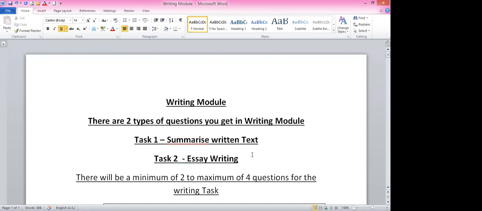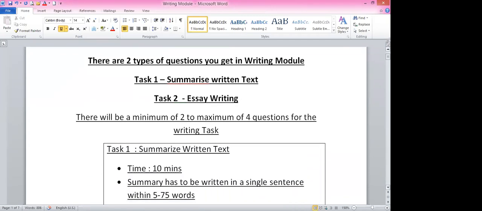Okay, so there can be 1 summarized written text and 1 essay writing. There can be 2 summarized written text and 1 essay writing. There can be 2 essays and 1 summary. So any combination can come. So the minimum number of questions that you can get altogether is 2 to 4. Am I clear? Yes, ma'am.